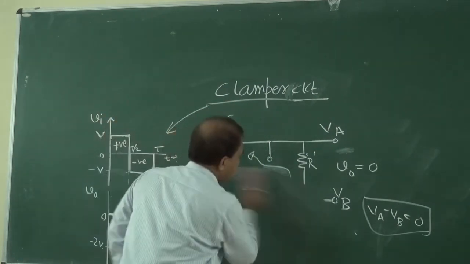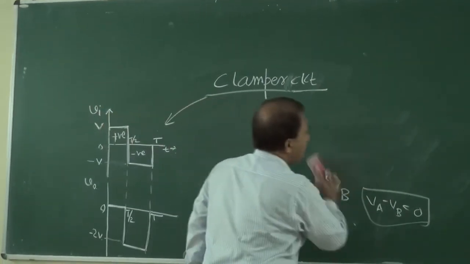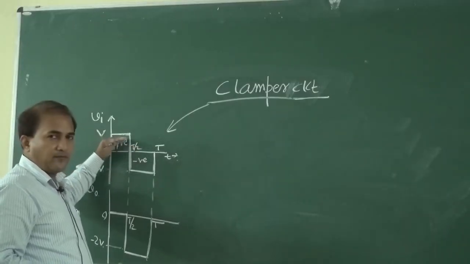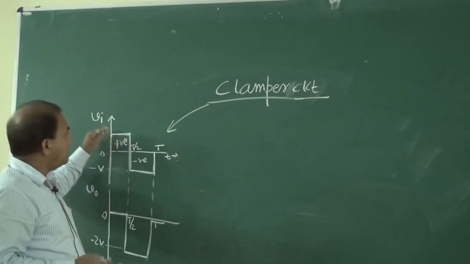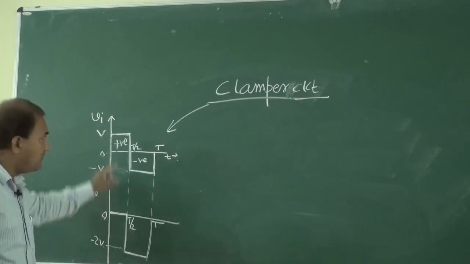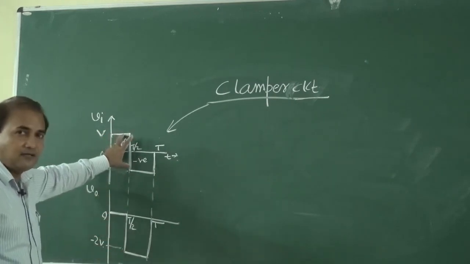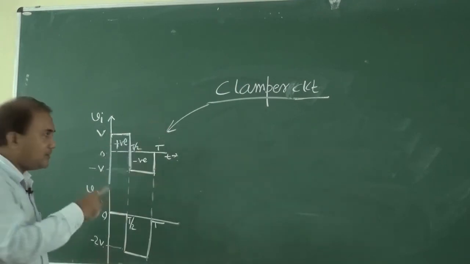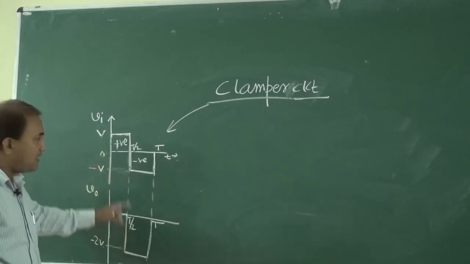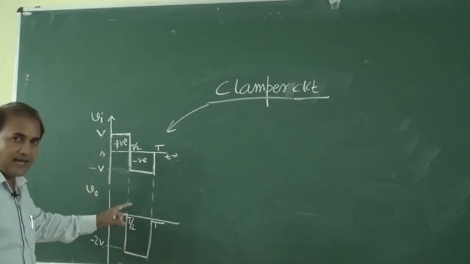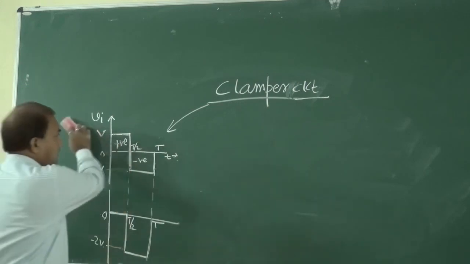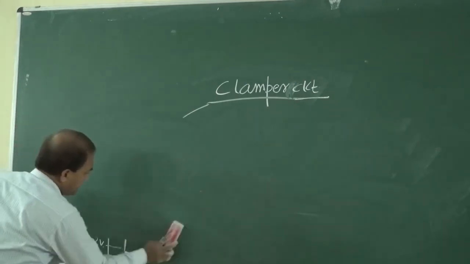So the function of the circuit is to change the DC level of the input waveform to a different DC level without changing the waveform. This is the function of a clamper circuit. We have just seen how the DC level of the output waveform has changed. This is the main function of a clamper circuit.